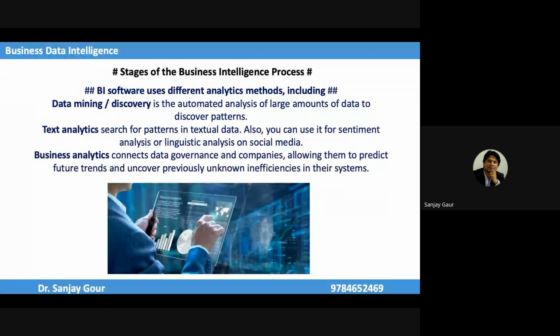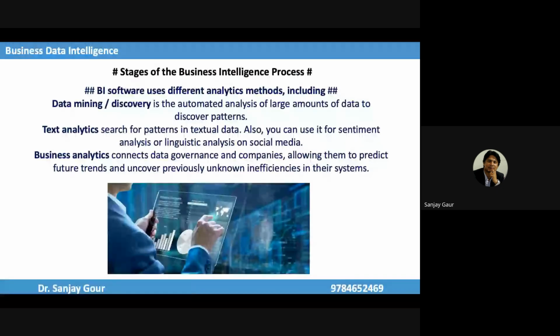Business intelligence software uses different analytics methods, including data mining. Discovery is the automated analysis of large amounts of data to discover patterns. Text analysis is one of the important things, searching for patterns in textual data. You can also use it for sentiment analysis, which is very common right now, or linguistic analysis on social media. What is the basic importance of text analysis? Here we have to understand how we can convert it into business intelligence.